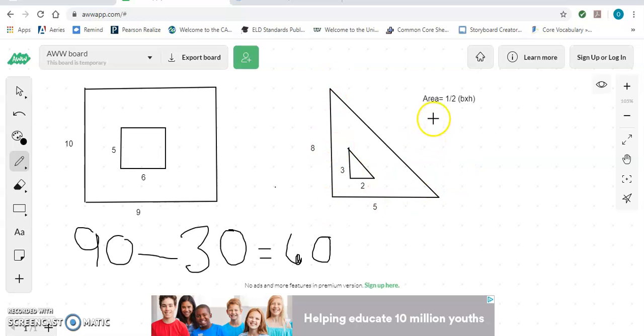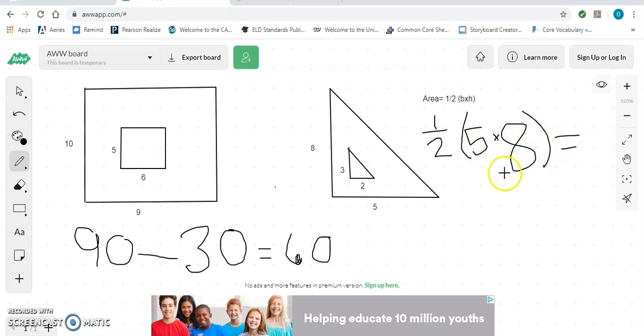The big one is going to be 1/2 the base, which is 5, times, I'll put a little X for now, times your height, which is 8. Okay? So PEMDAS means I do have to do the part in the middle here, inside the parentheses. So I'm going to do 1/2. 8 times 5 is what, you guys? 40, right? Half of 40 is what? 20. So that's the area of my big triangle.